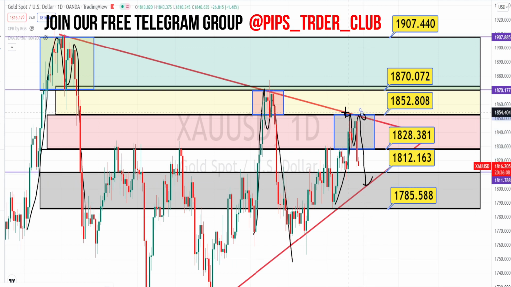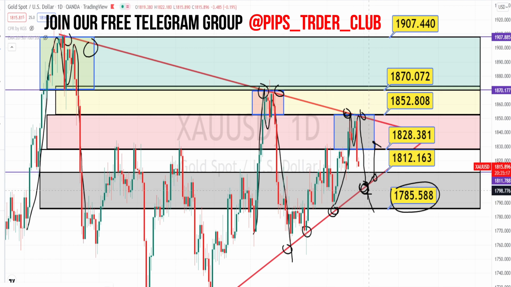This resistance line from the symmetric triangle pattern had been acting as a very strong resistance in the past also. Currently I am expecting the price action to test this support line of the symmetric triangle pattern, because previously also we have noticed that price action has tested this support line, then a bullish trend reversal had happened. Only when the price action breaches this support line or the trend line, we can expect a further fall and test the next level of support, which is going to be around 1785.